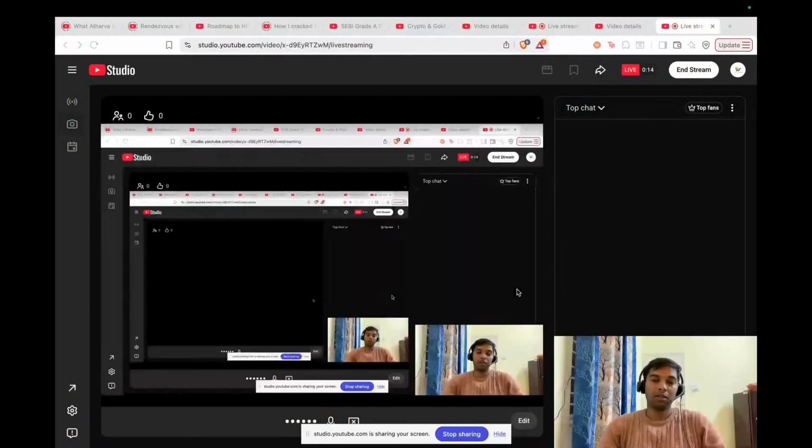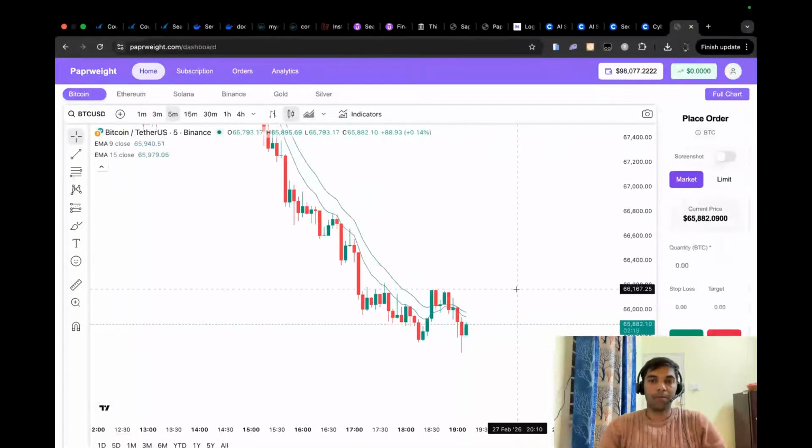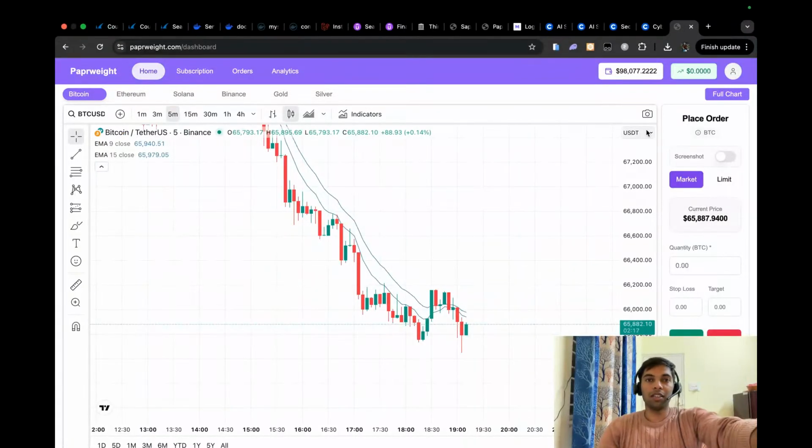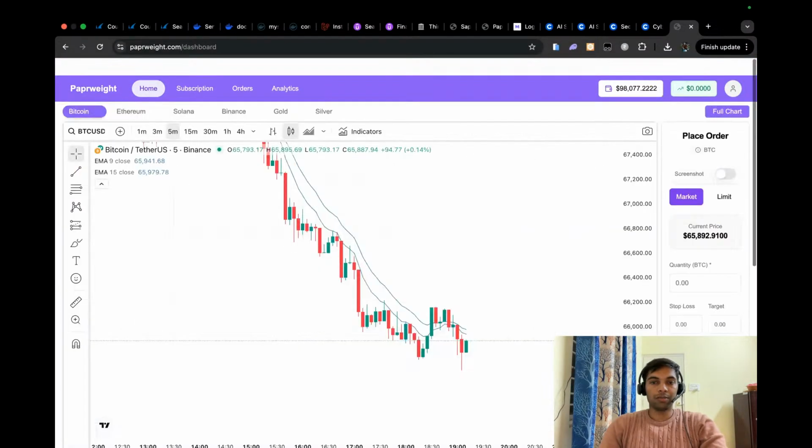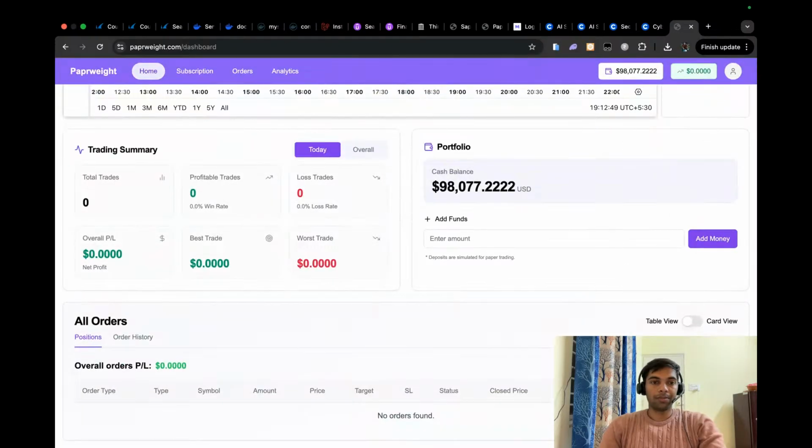Let's start trading. Let me share my screen first. So yeah, this is the graph. I think the dashboard is live and open for you guys. All right.